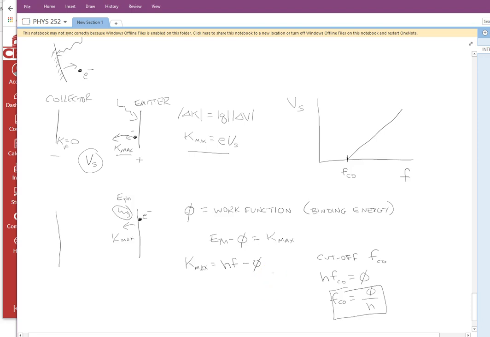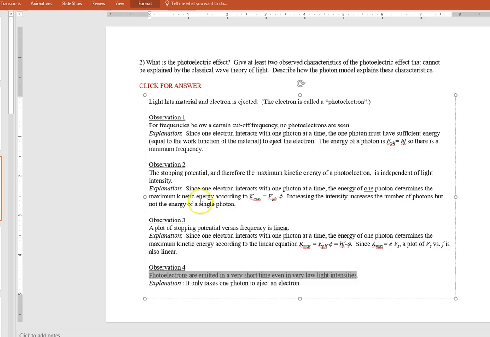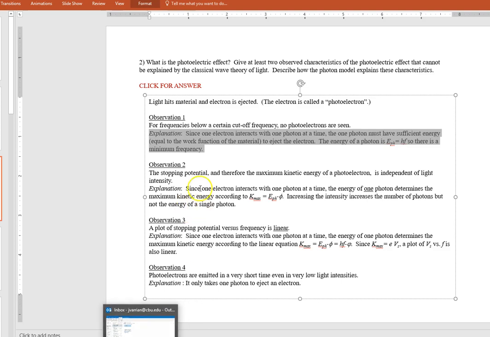And if you remember, I'm going back to those quantum physics study questions. For observation 1, for frequencies below a certain cutoff frequency, no photoelectrons are seen. Well, now we have the explanation from the photon model. You can see it right here. Since electrons interact with one photon at a time, the one photon must have sufficient energy equal to the work function in the material to eject the electron. The energy of the photon is hf, so there is a minimum frequency.